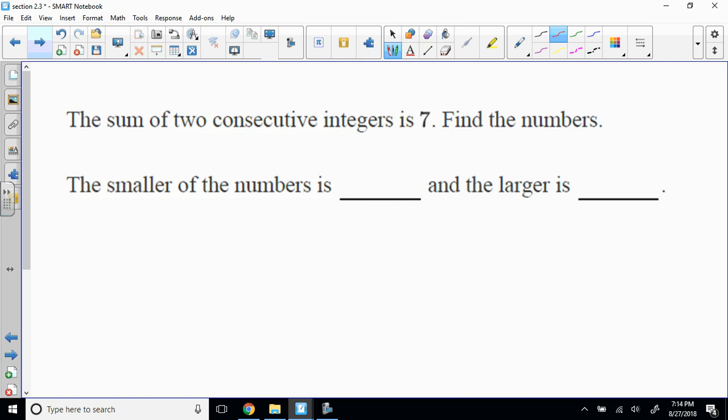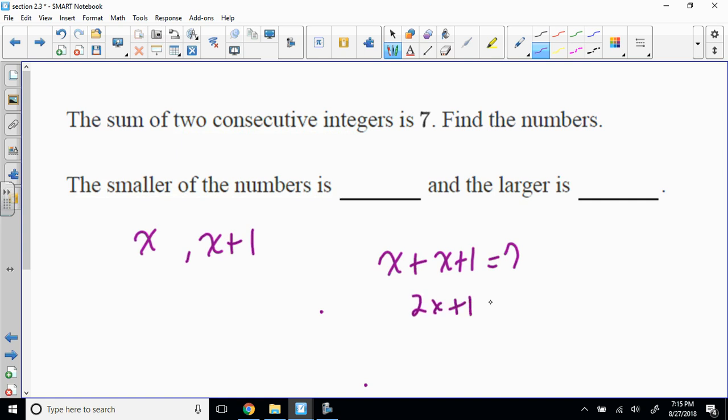All right, I'm going to do this the easy way. I tend to teach it a little differently if I had time. But 2 consecutive integers are x and x plus 1, right? So this is a sum of 2 consecutive integers, so that would be x plus x plus 1 equals 7, right? Find the numbers. So that's 2x plus 1 equals 7.